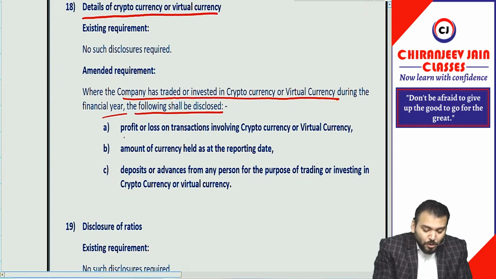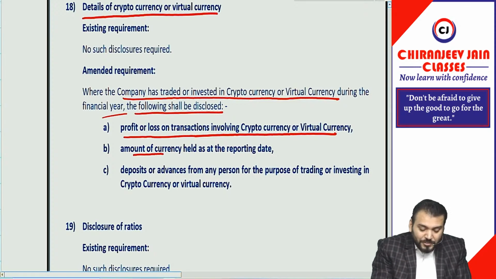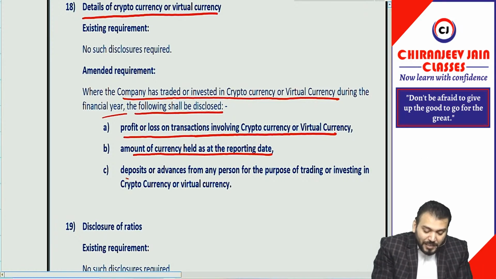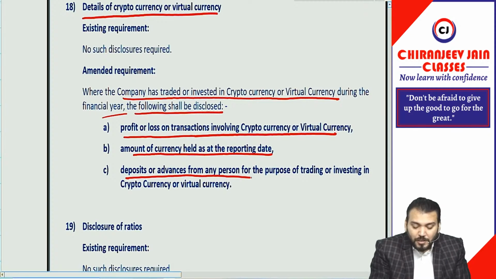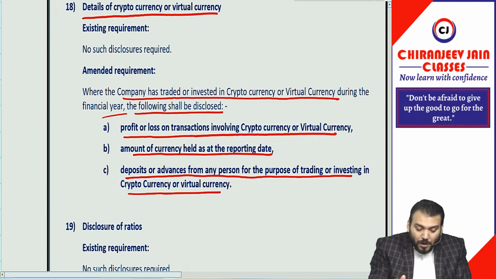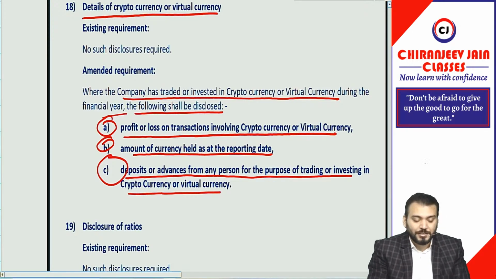What we need to disclose: profit or loss on transactions involving cryptocurrency or virtual currency, the amount of currency held as at the reporting date, and the value of currency held as on the reporting date. Details of deposits or advances from any person for the purpose of trading or investing in cryptocurrency or virtual currency also need to be disclosed. Got it?